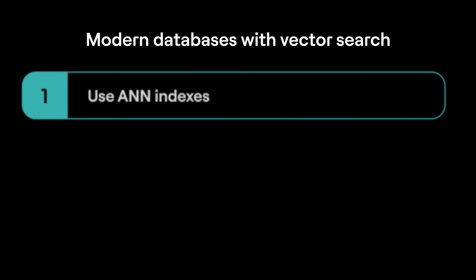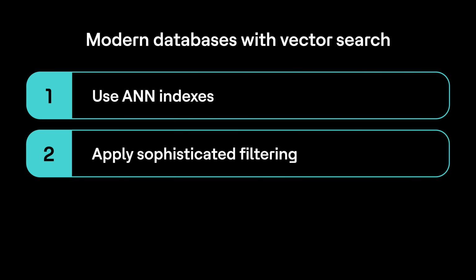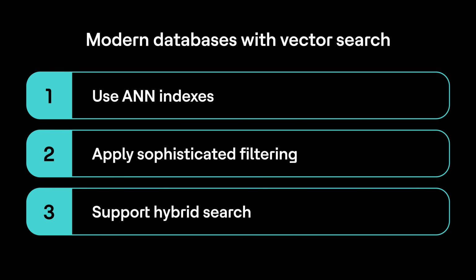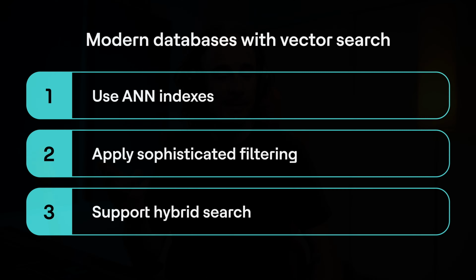Modern databases with vector search support, such as Postgres, MongoDB, Redis, and Elasticsearch, can all use AND indexes, apply sophisticated filtering, and support hybrid search that blends vector similarity with keyword matches. Feature gaps are not typically the deciding factors. There are nuances, of course.